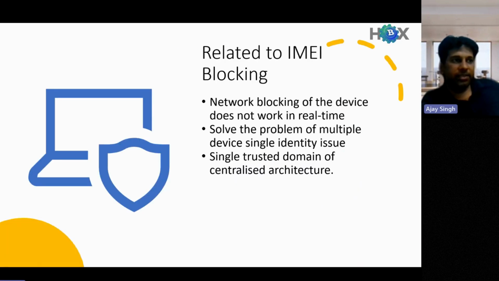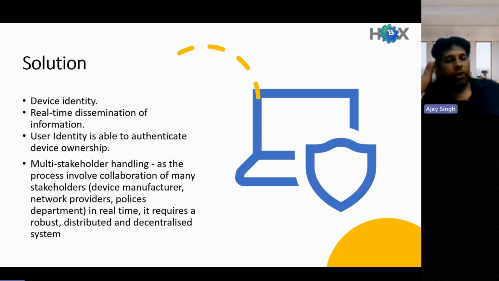As related to challenges, we need to solve for device identity. We need to make sure that the device is identified uniquely. Real-time dissemination of information is very much required. User identity is needed to authenticate device ownership, that is, how a user can authenticate that the device belongs to him. And we need a place for multi-stakeholder handling. As I told you, there are a lot of stakeholders involved. Another very important problem, this stakeholder problem is something which I missed in the previous slide, but let me elaborate now.